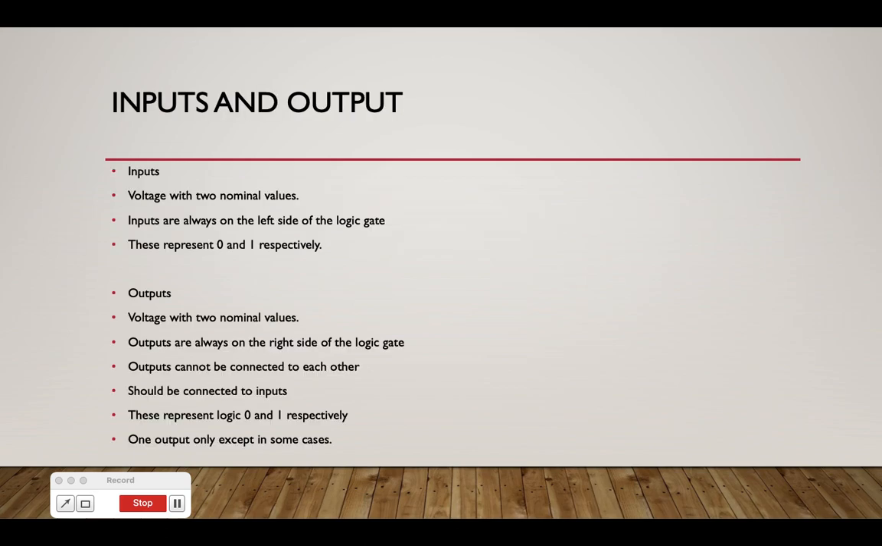So now we're going to talk about inputs and outputs. Inputs are voltage with 2 nominal values. They're always on the left side of the logic gate, and they represent 0 and 1 respectively. Outputs are voltage with 2 nominal values, and they're always on the right side of the logic gate.